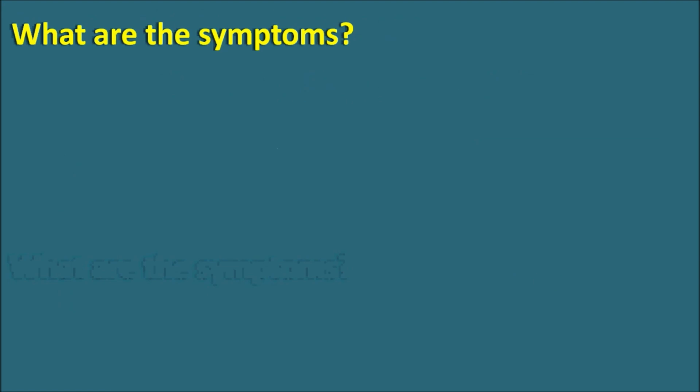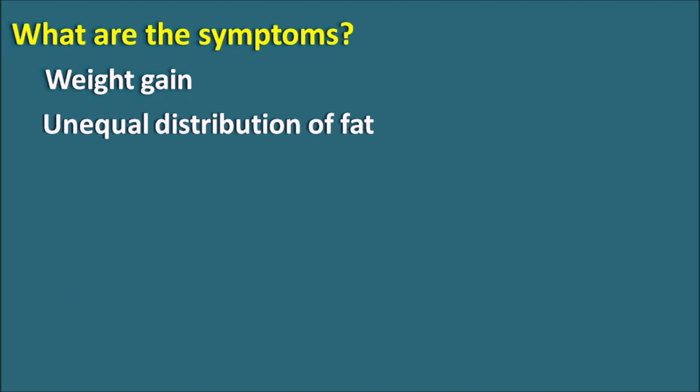What are the symptoms of this Cushing syndrome? One of the important symptoms is weight gain. This weight gain resembles obesity, and the body mass index of the patient may be increased. Another important symptom is the unequal distribution of the fat.